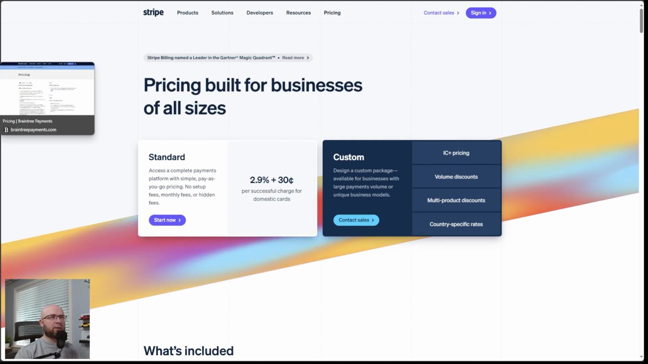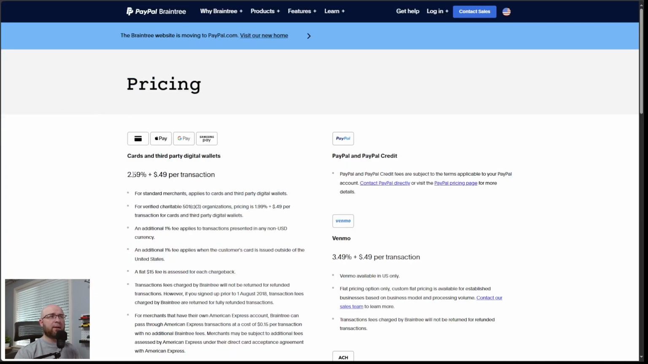So let's take a look at Braintree. Here, they charge 2.59% and 50 cents per transaction. So the previous one was Stripe, right? 2.9%. Well, 2.59, it's a lot lower, but 50 cents. So you got to do the math. Is it better or is it not?